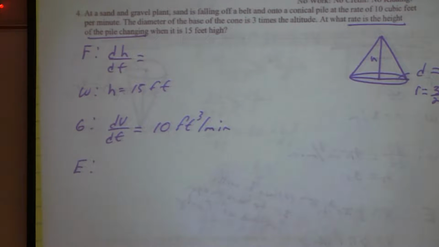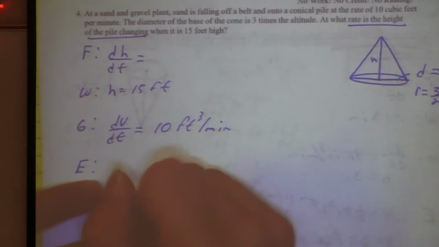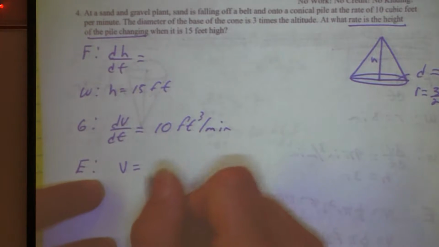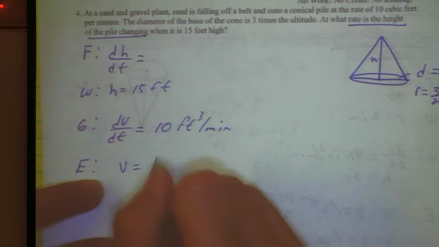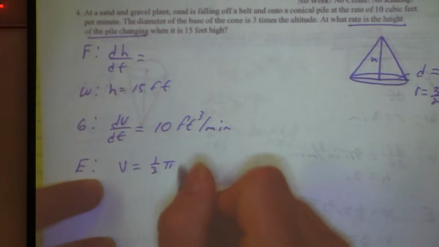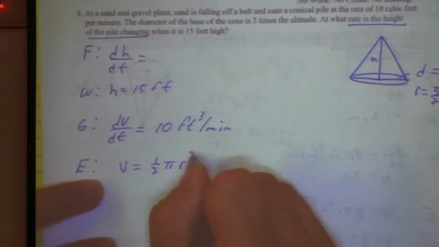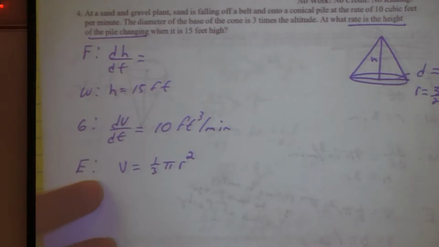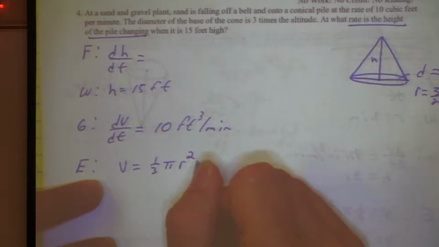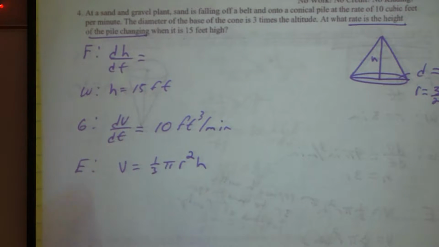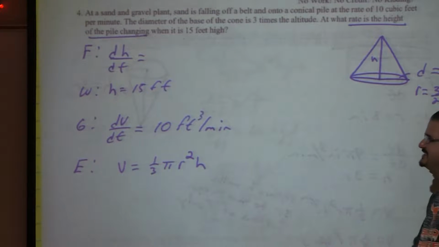Alright, so what's the equation we probably need for this step? The volume of a cone. So what would that be? 1/3 pi r squared h. We just used it, guys. Come on, let's go. Wake up. 1/3 pi r squared h.